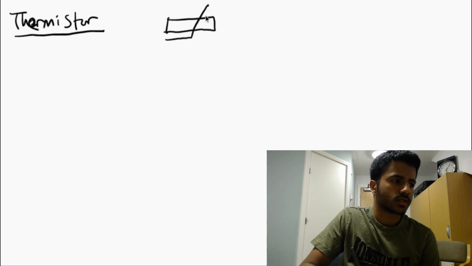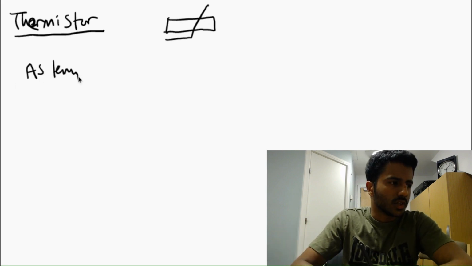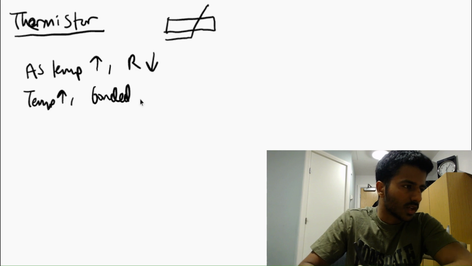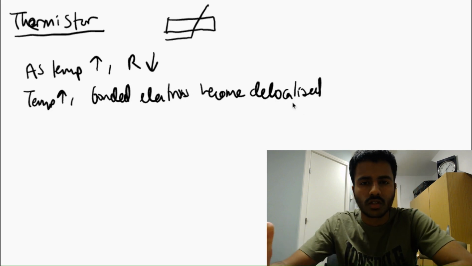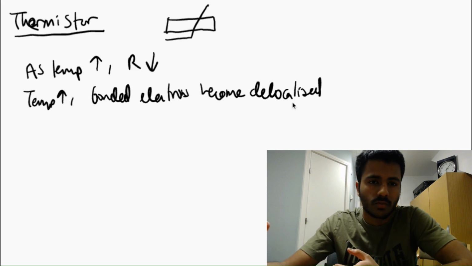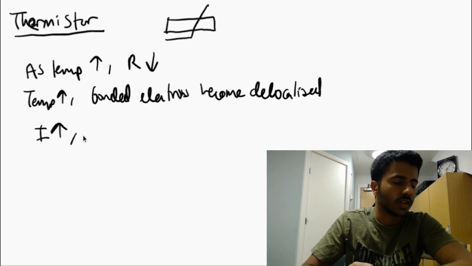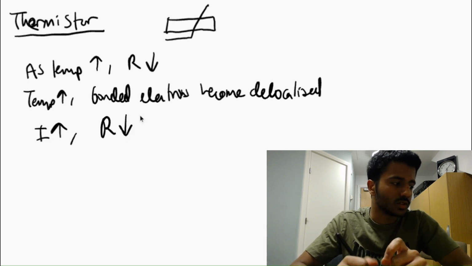And it's denoted with this sort of circuit symbol. What's special about a thermistor is as temperature increases, its resistance decreases. This is because in a thermistor, as temp increases, bonded electrons become delocalized. And if you increase the number of electrons flowing through, you increase the charge and therefore you increase the current. So therefore the current increases, and you know V equals IR. Current and resistance are inversely proportional, so therefore the resistance decreases.